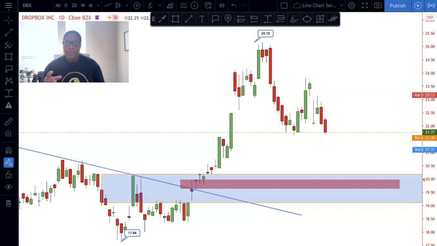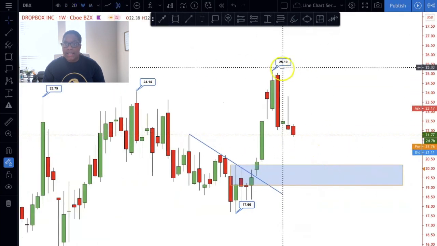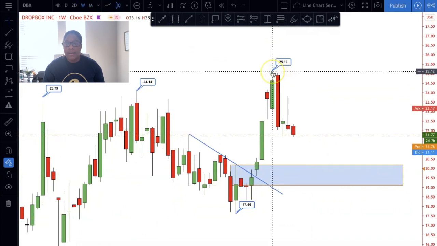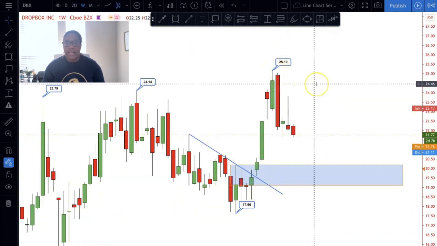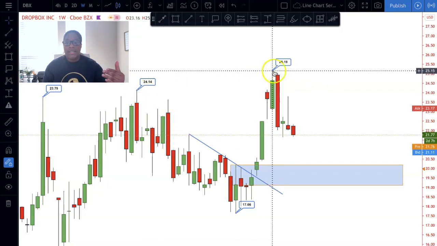Okay. But with that being said, so here, if we go to the higher time frame, let's just go to the weekly time frame for a quick second. You guys can see that the highest that Dropbox has been recently was at $25.19, beating out $24.14. When price gets this high, we're going to say that this is overvalued at this point.